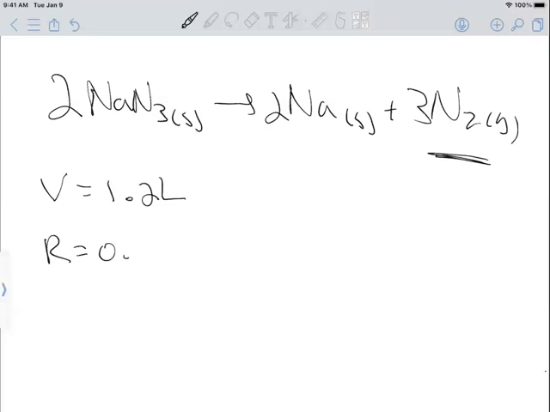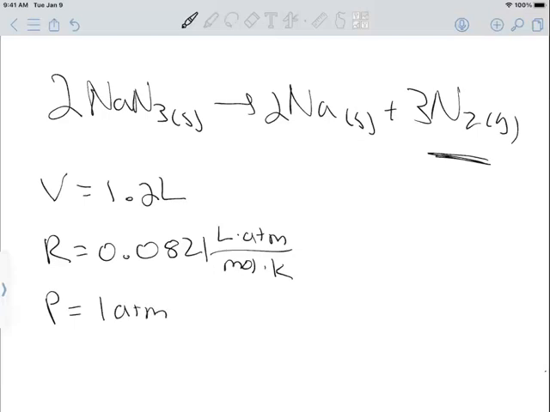We already know R. I wrote this on the board: 0.0881 liters times atmospheres over moles times Kelvin. The pressure of the room was 1 atmosphere. We assumed it to be 1 atmosphere. We need to find n. And we'll assume the temperature of the room was 298 Kelvin, which we got by reading the thermometer in the room and converting it to Kelvin.